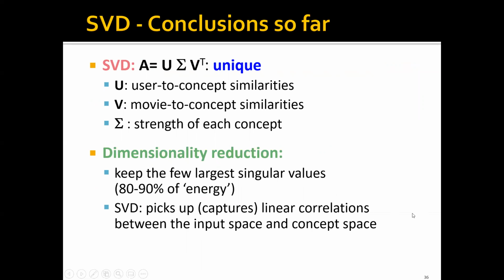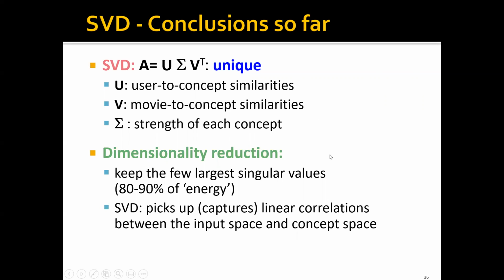To summarize the conclusions so far for SVD: for any real input matrix A, we can have a unique singular value decomposition, where U is usually interpreted as the user-to-concept similarity, and V can be interpreted as the movie-to-concept similarity. And sigma indicates the strength of each concept.